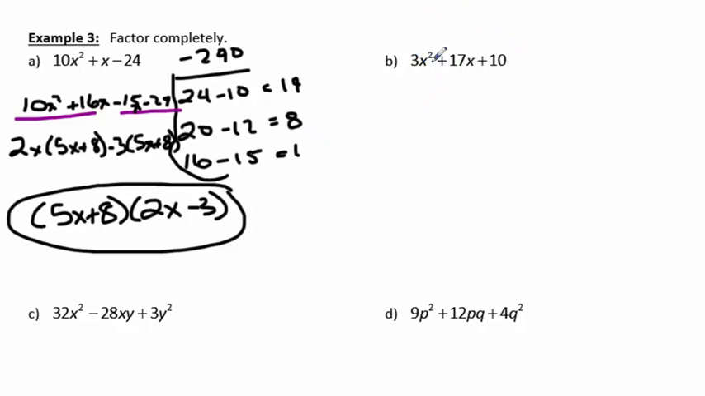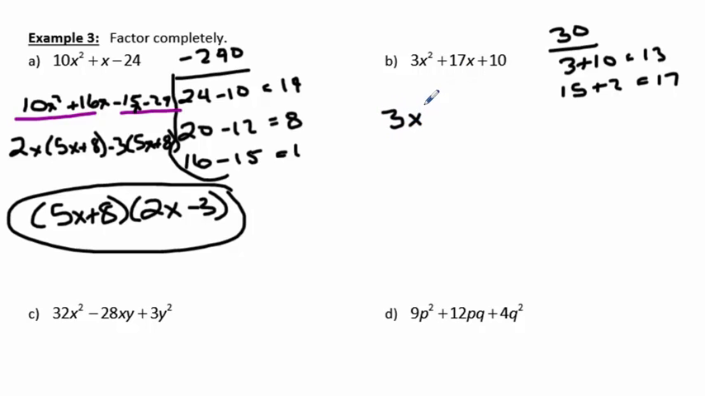Nothing in common between all three terms, so we're going to factor this one by grouping. If you multiply 3 times 10, we get 30. We're going to want two positives to get that positive 17. 30 is 3 times 10, and 3 plus 10 is 13, so that doesn't work. 30 is also 15 times 2, and 15 plus 2 is 17. That's going to be the right pair to get the 17 in the middle.